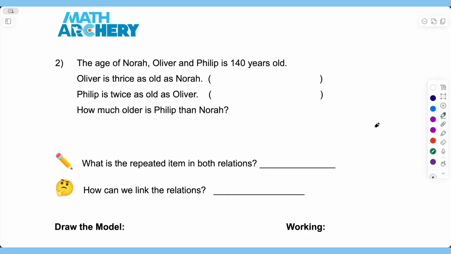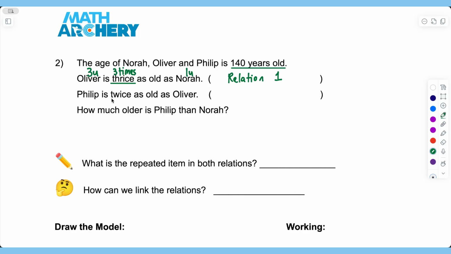Question number 2. The age of Nora, Oliver, and Philip is 140 years old. Oliver is thrice as old as Nora. This is relation 1. Oliver is thrice. That means 3 times. If Oliver is 3 units, Nora will be 1 unit, because Oliver is 3 times as old as Nora.